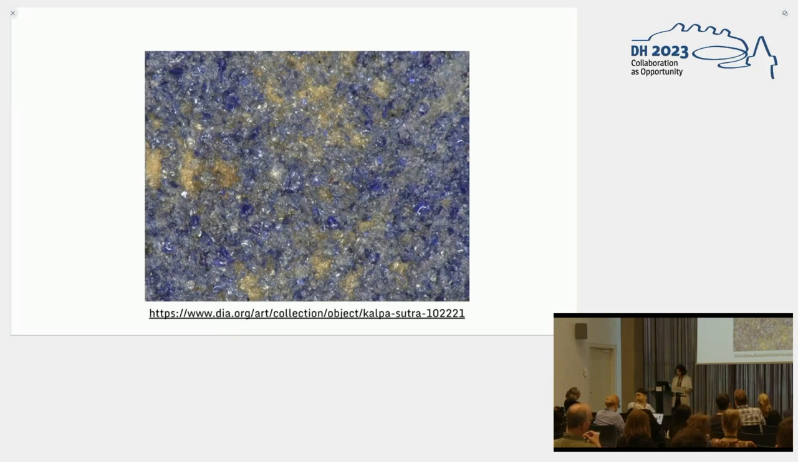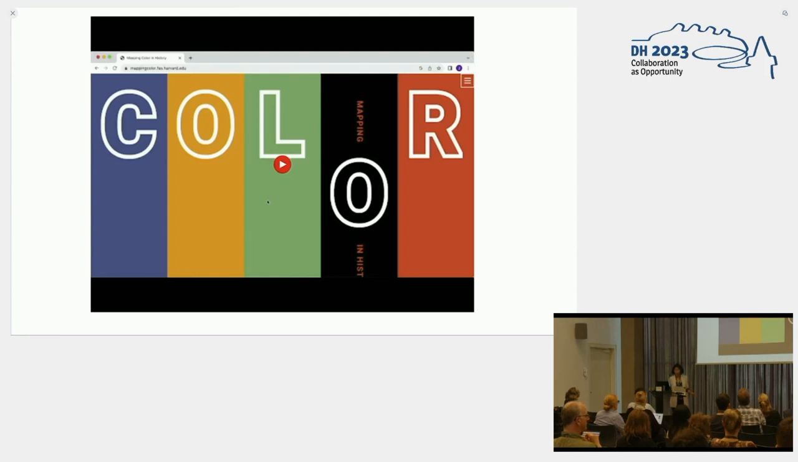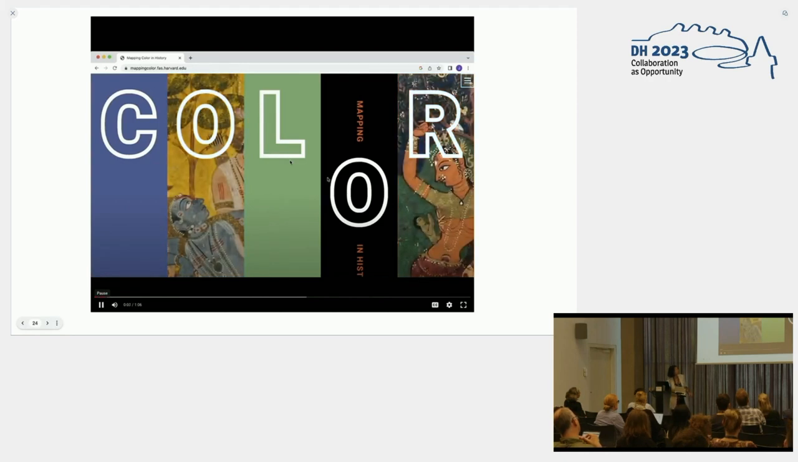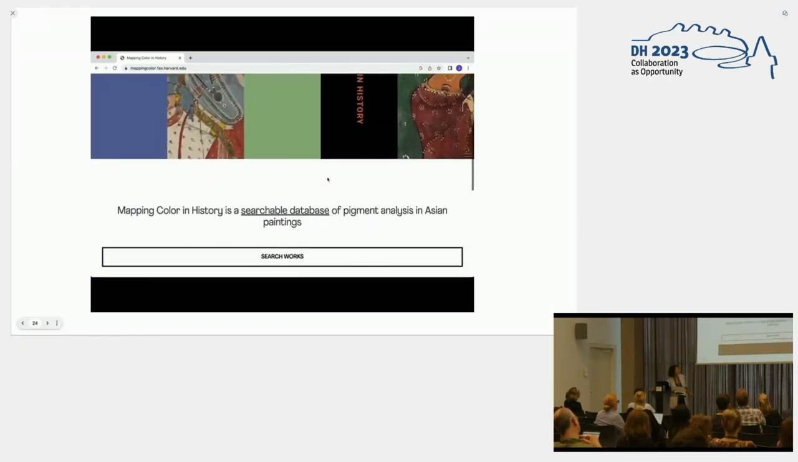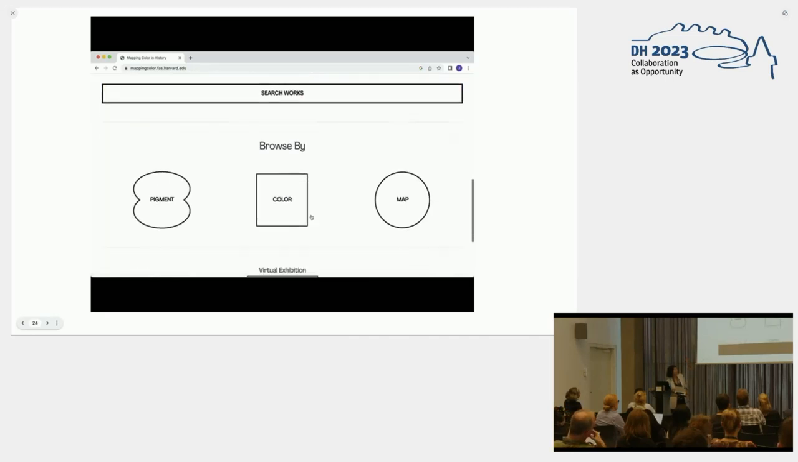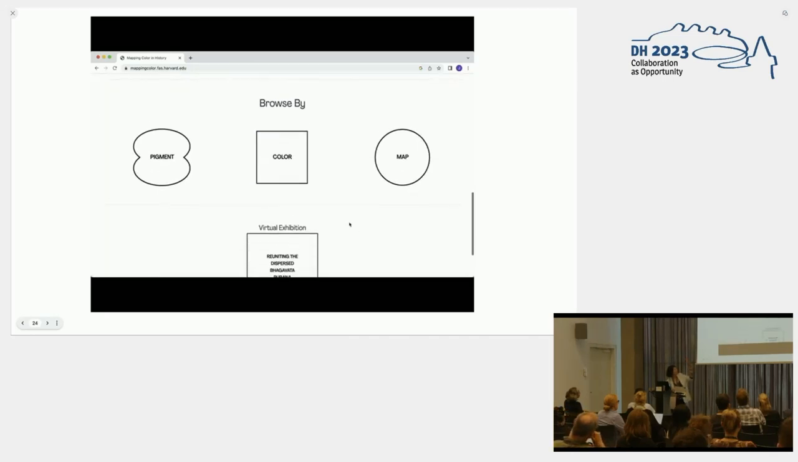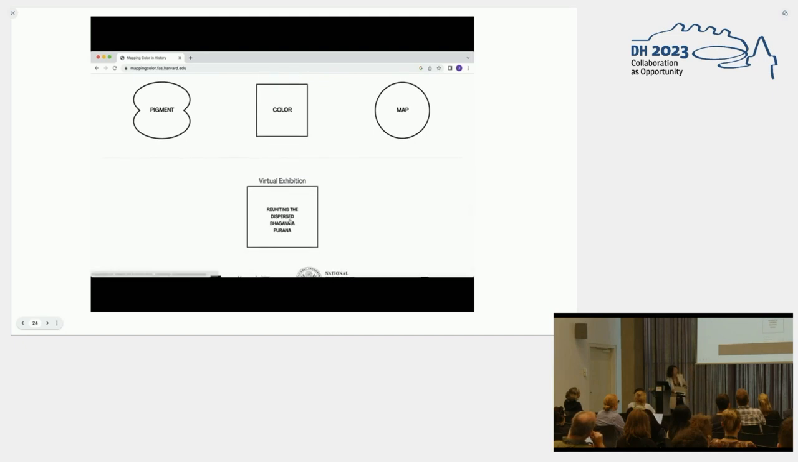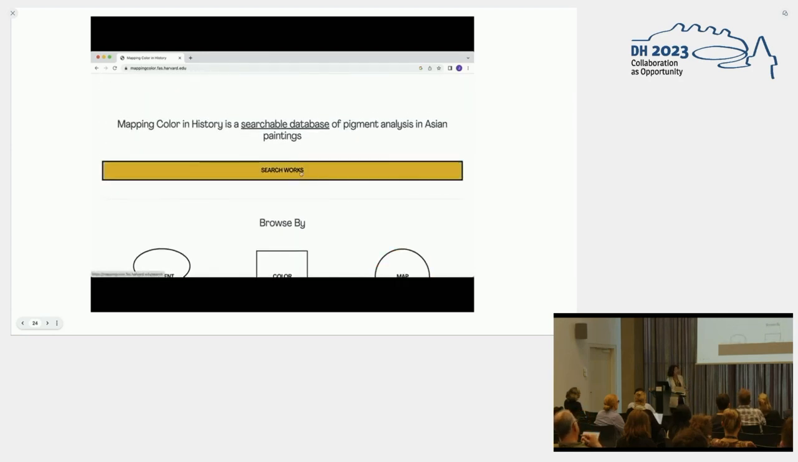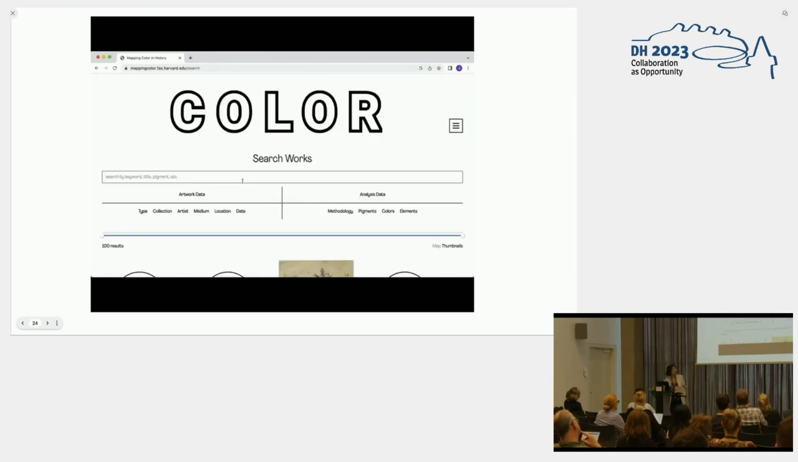So I will show you what the database looks like. This is our landing page. We decided not to do a live demo because that's going to be a little difficult. On the landing page, you can browse by color pigment and look at the map. And there is a little virtual exhibition section. It will go to the works that our graduate student RAs have been doing, putting together the material.